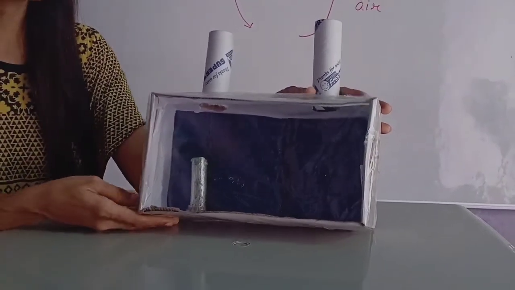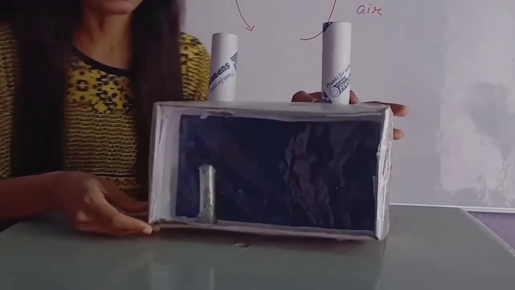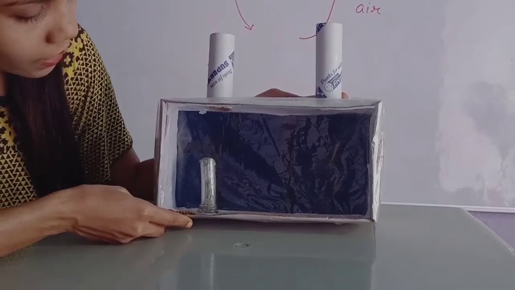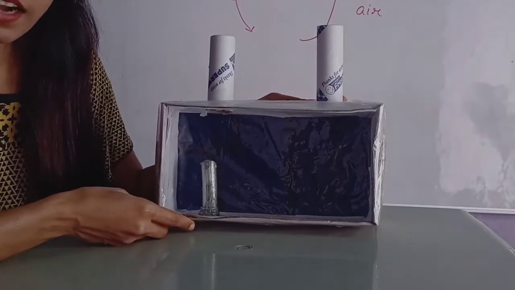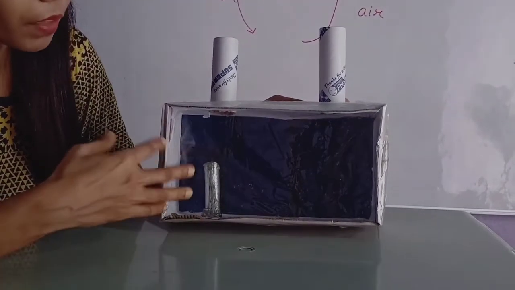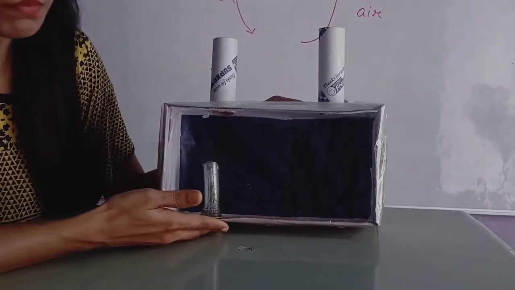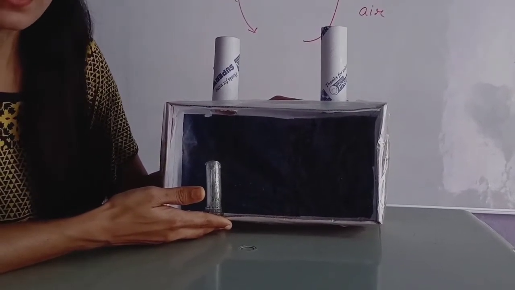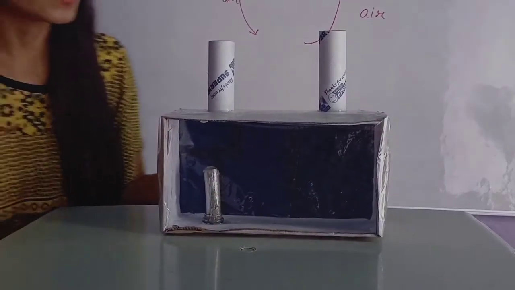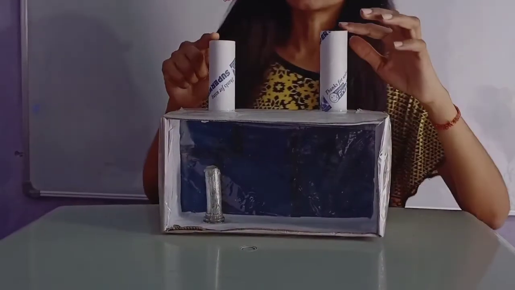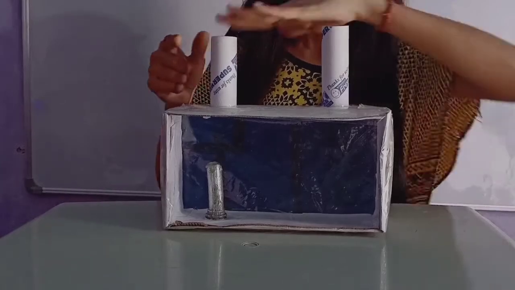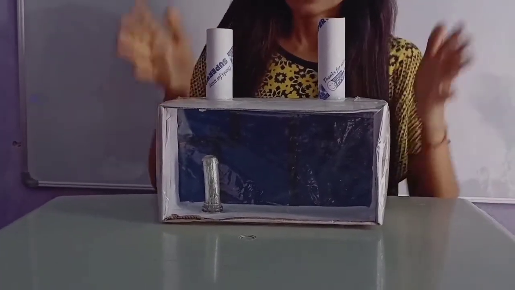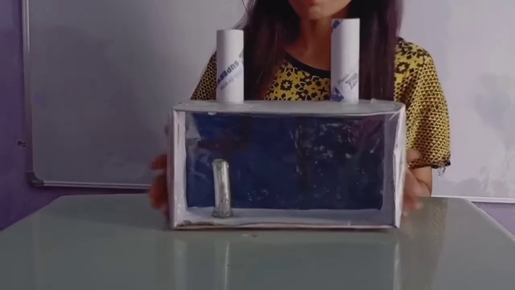We know black color is a very good absorber of heat, and I have also placed a candle inside this box. When I light this candle, the air inside this box will become hot, and we can see a clear view of convection current taking place in gases. These two cylindrical shaped chimneys I have fixed over here, and let's see by performing this activity what happens.